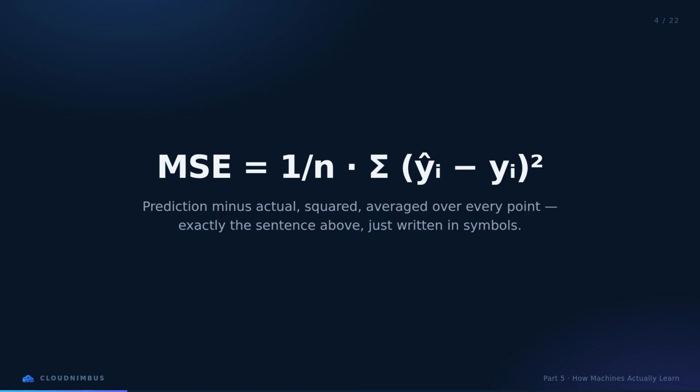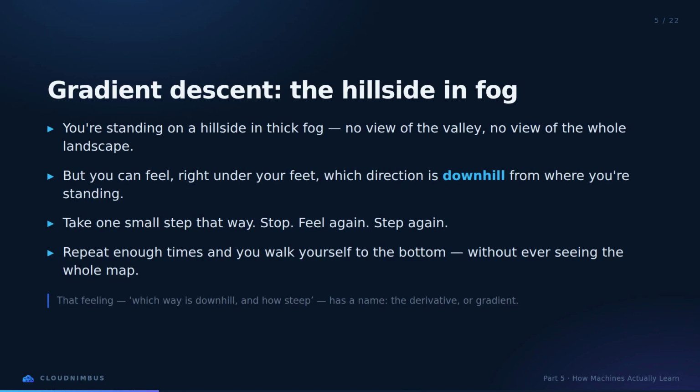This is gradient descent, and I want you to picture it before you see a single formula. You're standing on a hillside in thick fog. You cannot see the valley floor, and you cannot see the whole landscape. But you can feel, right under your feet, which direction is downhill from exactly where you're standing. So you take one small step in that direction. Then you stop, feel again, and take another small step. Repeat that enough times, and you walk yourself all the way down to the bottom of the valley, without ever once seeing the whole map.